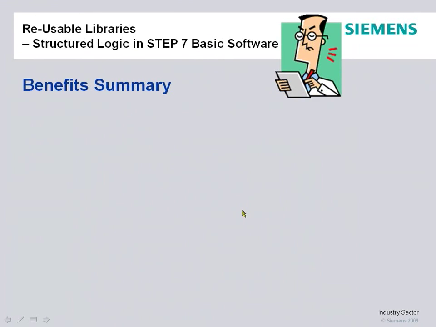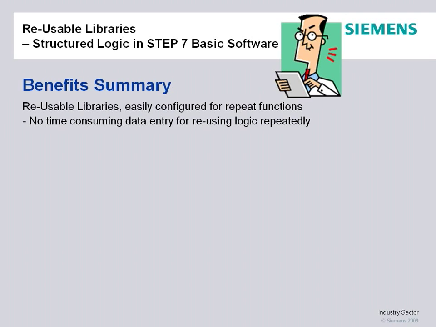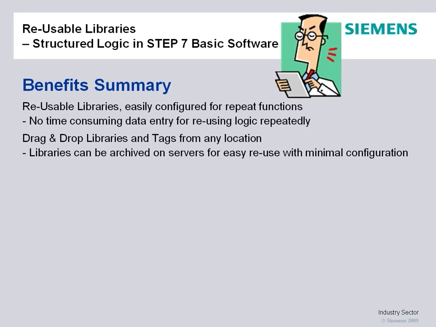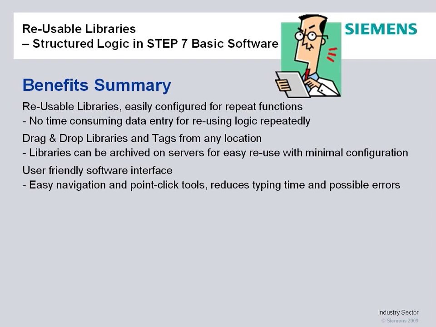So the benefits of using the reusable libraries and the structural logic of the Step 7 basic software are that reusable libraries are easily configured for repeat function. No time-consuming data entry or typing or reusing logic cut and paste repeatedly. Drag and drop of libraries and tags from any location. These can be stored and archived as intellectual property for reuse in common repeat automation systems. User-friendly software, easy navigation. You see how everything was point and click, fill in the blank, reduces typing time, possibility of errors.